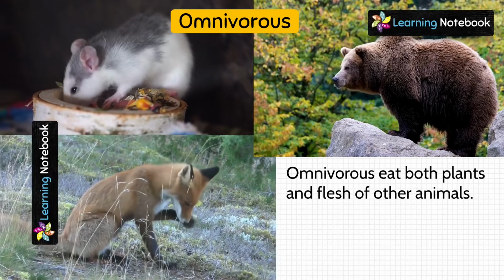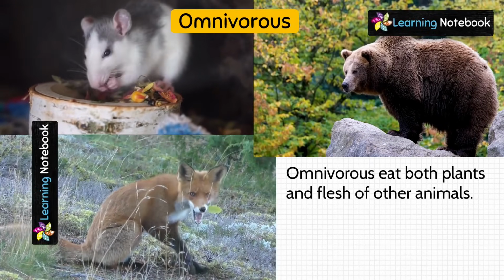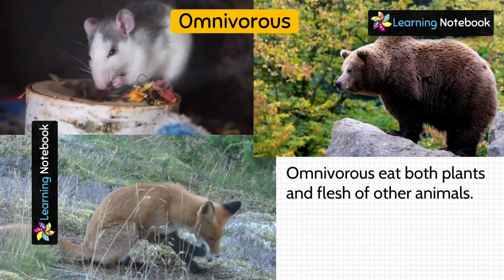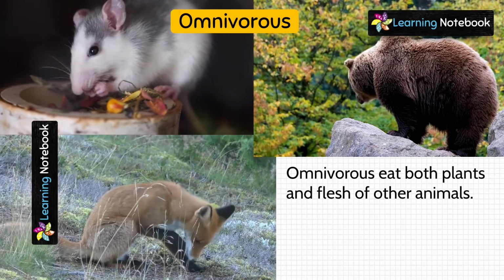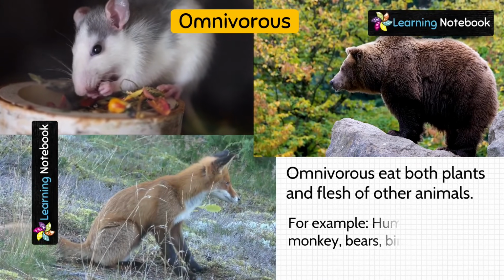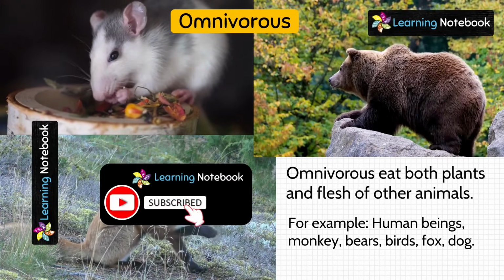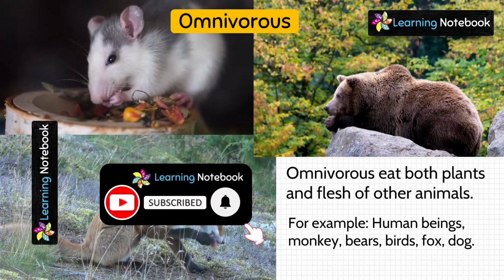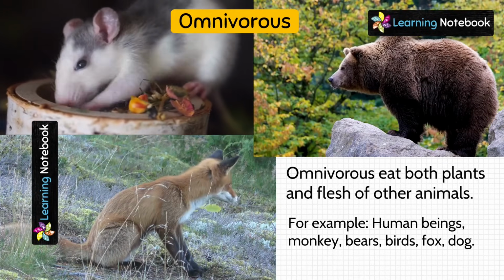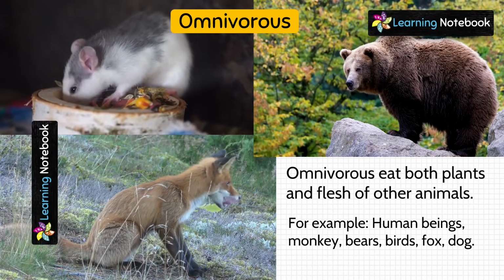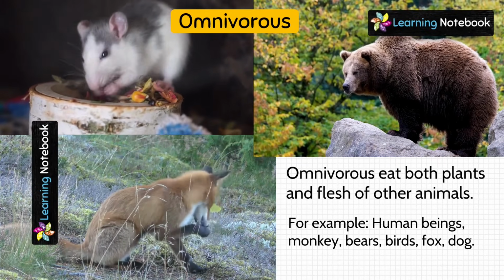Third type of animals are omnivorous animals. Omnivorous animals eat both plants as well as flesh of other animals. Let's see a few examples. Human beings, monkeys, bears, birds, fox, dogs. All of them eat both plants as well as flesh of other animals and thus they are omnivorous animals.